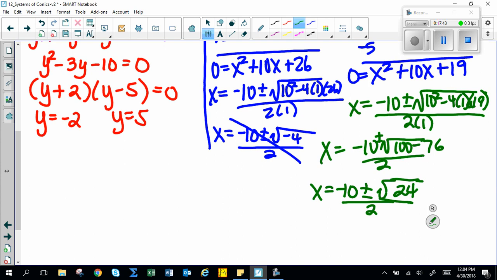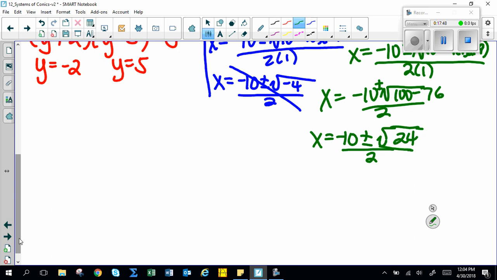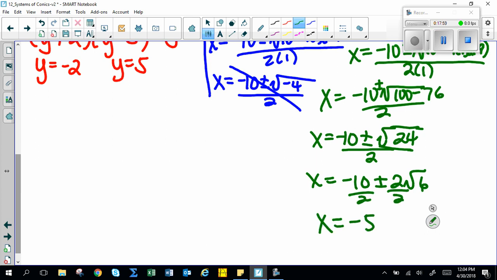Am I done with that? No. What can I do? I need to rationalize. This is 4 times 6, so 2 radical 6. Divide each of these pieces by 2. So x is negative 5 plus or minus radical 6.